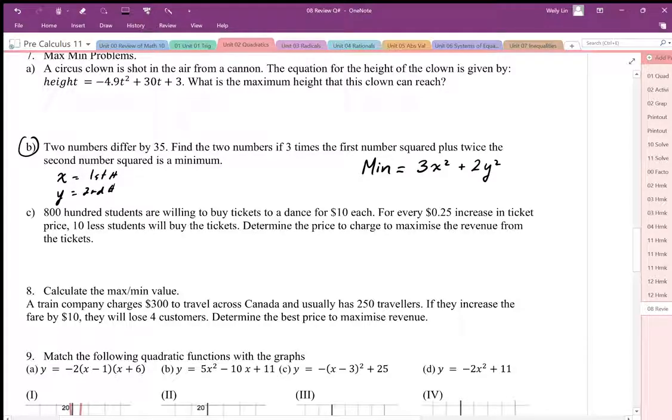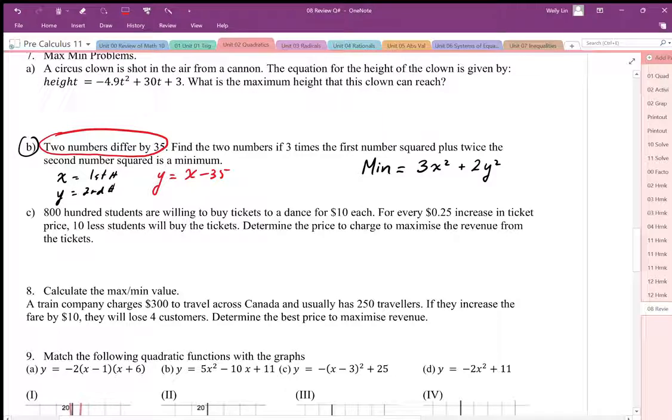Now we have too many variables here, so we need to use another relationship to be able to get rid of that extra variable. I'm going to get rid of y. So the two numbers differ by 35. So I'm going to say that y is equal to x minus 35. Okay, so I'm going to say that x is the bigger number, and x is the first number, and if we take away 35, we're going to get y.